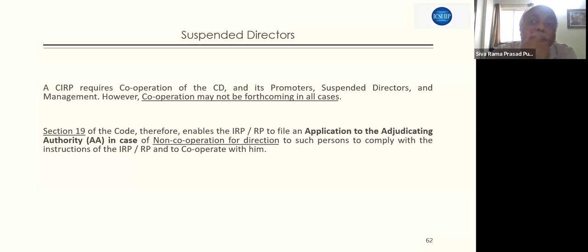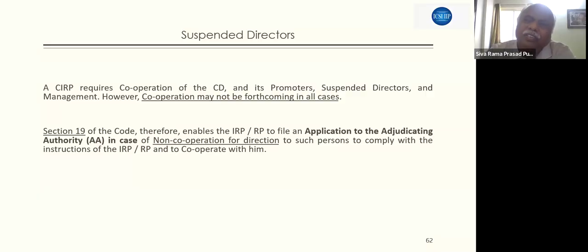However, cooperation may not be forthcoming in all cases. They don't give it because their powers are cancelled, and now they don't have the power of signing the cheques or the power of authority over the employees or officials, etc. Section 19 of the Code, therefore, enables the IRP or RP to file an application to the adjudicating authority in case of non-cooperation, for direction.